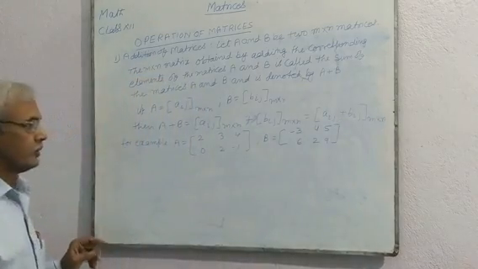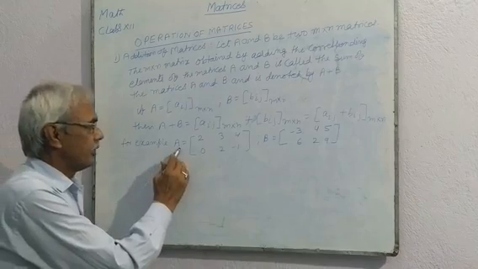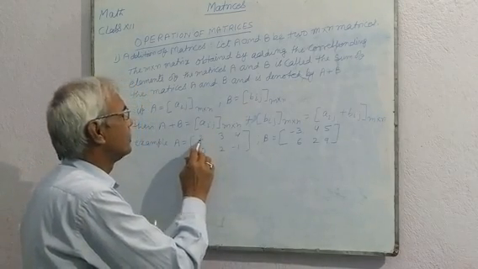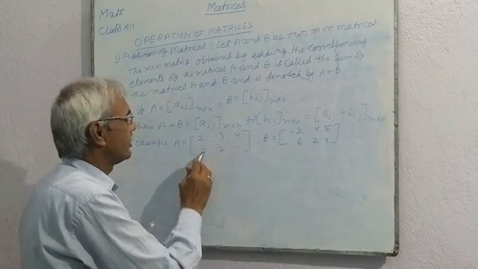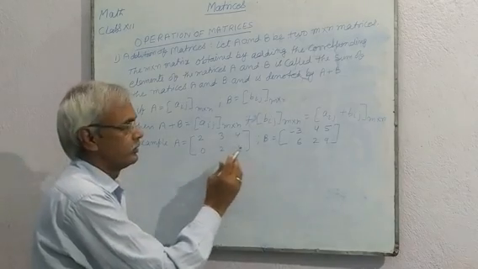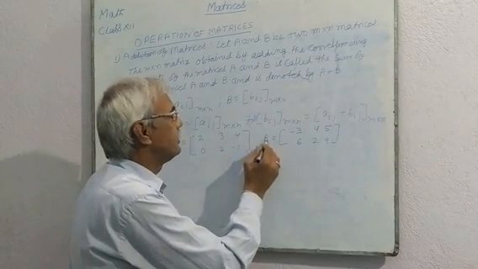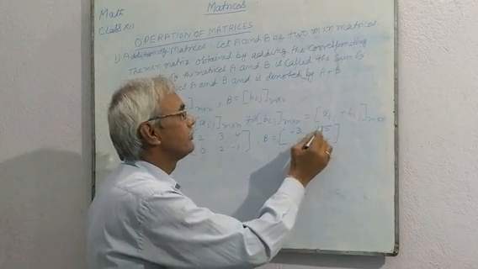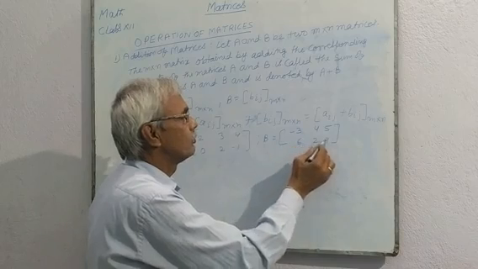For example, A is a matrix with elements in the first row 2, 3, 4, and in the second row 0, 2, minus 1. B is a matrix with elements in the first row minus 3, 4, 5, and in the second row 6, 2, 9.